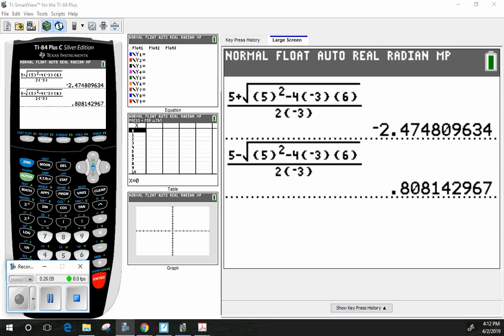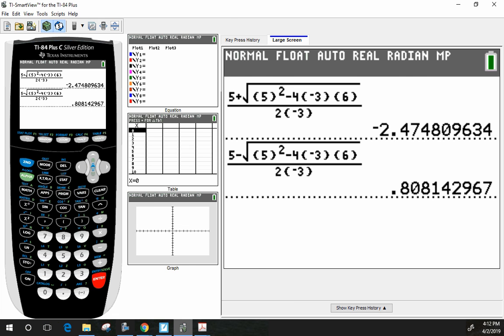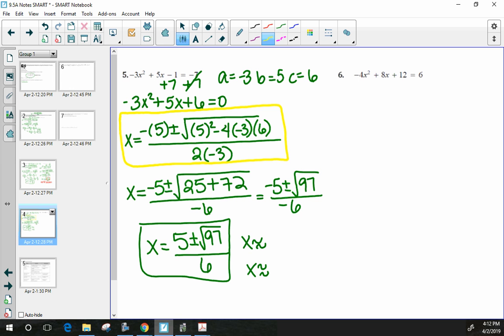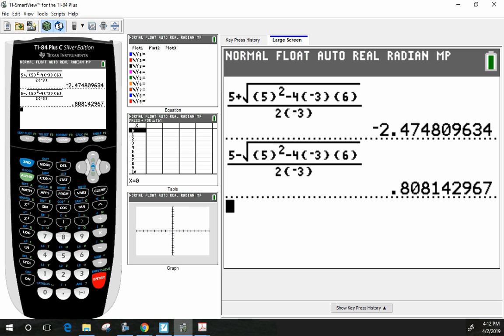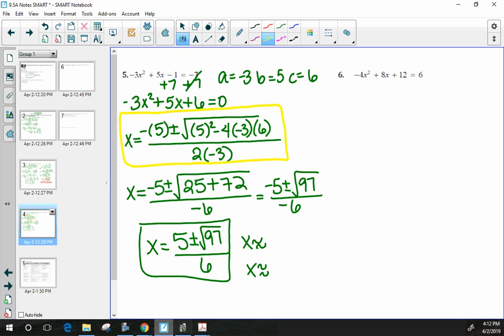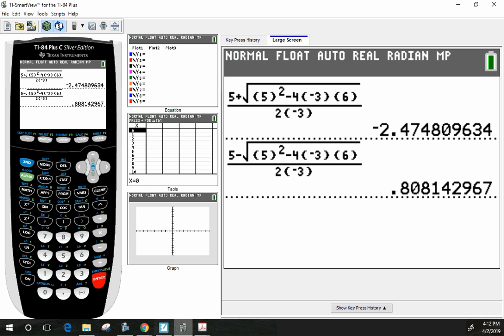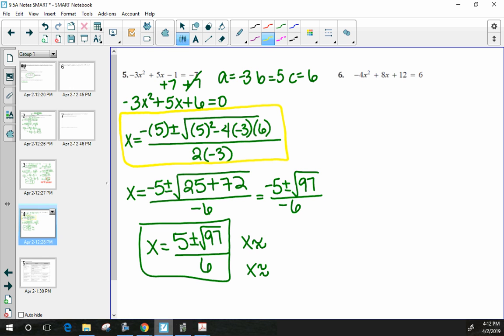Okay, so now that we know how to put that into the calculator, let's go back to the problem and write our decimal answer. So one answer is approximately negative 2.4. Well, actually, we're running to the 10th place, I believe. So it's going to be negative 2.5 and negative 8 tenths. So approximately, all right, negative 2.5 and 8 tenths, right about there. All right, let's take a look at number 6.